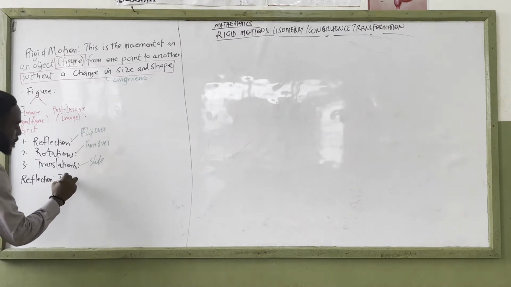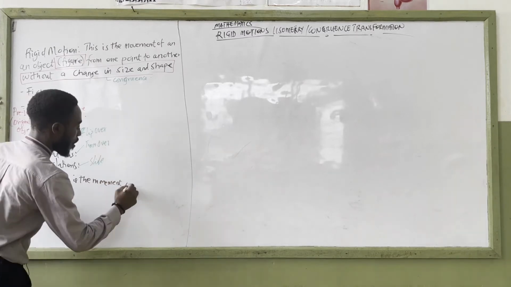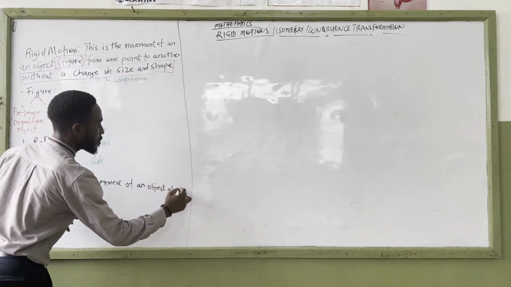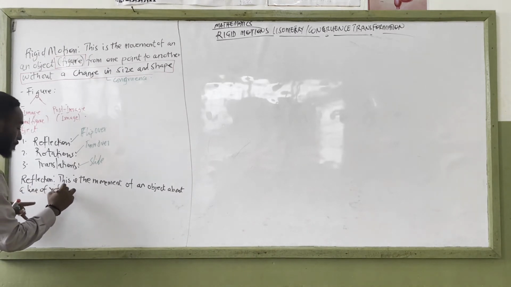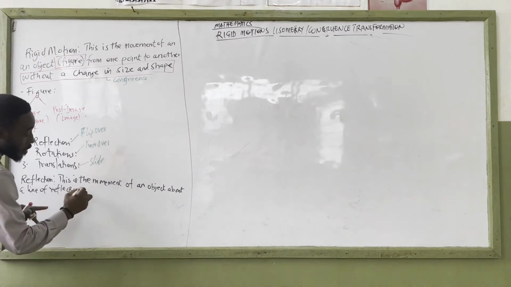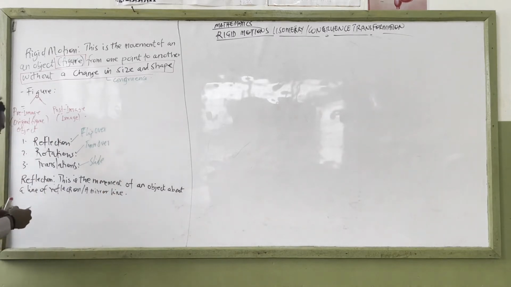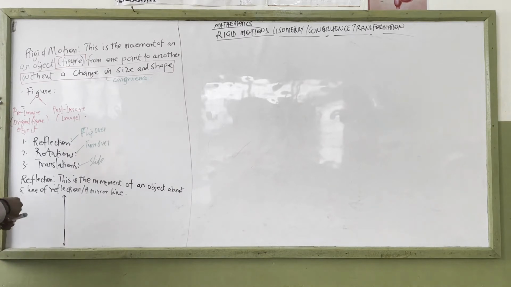Reflection is the movement of an object about a line of reflection. This line of reflection is also called a mirror line. Let's take this as our mirror line, as our mirror. And we have an object here, right in front of the mirror like this.